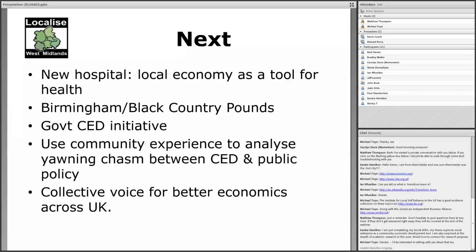And then finally, we'd like to get more of a collective voice for organisations across the UK who see this better, more decentralised, more locally owned economics as crucial, to work together and have a louder collective voice. Perhaps something like a cross between CCEDNet and, is it, the New Economy Coalition in the States, something along those lines.